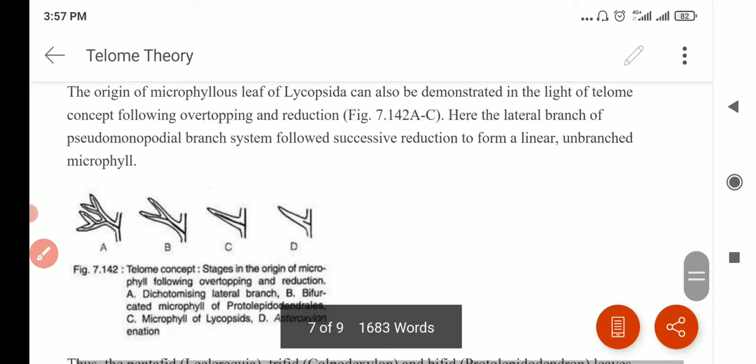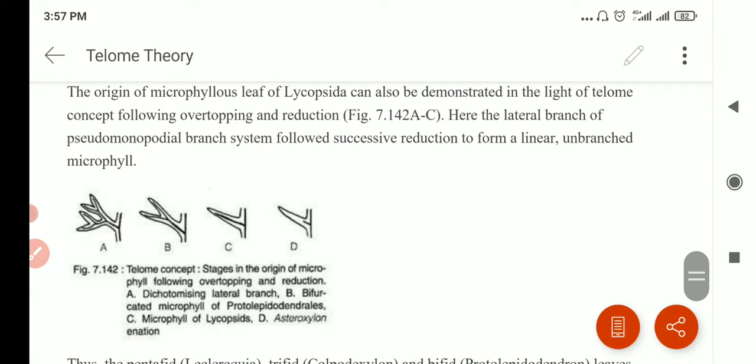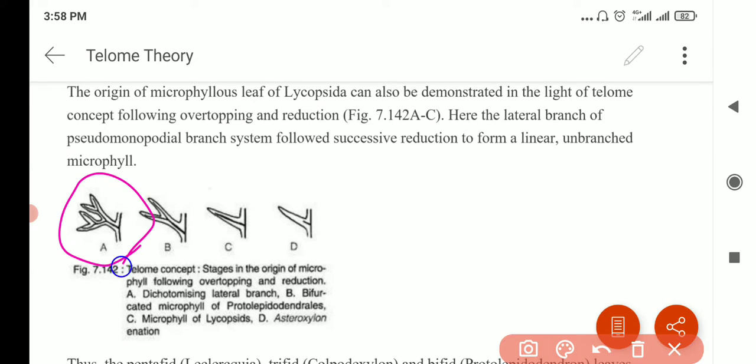Then in Lycopsida, what do you see? Is it flattening? It's actually reducing. You can see, here it's very flat and complex. But as we go on, it seems to be getting reduced. So here in Lycopsida, it's following the reduction theory.